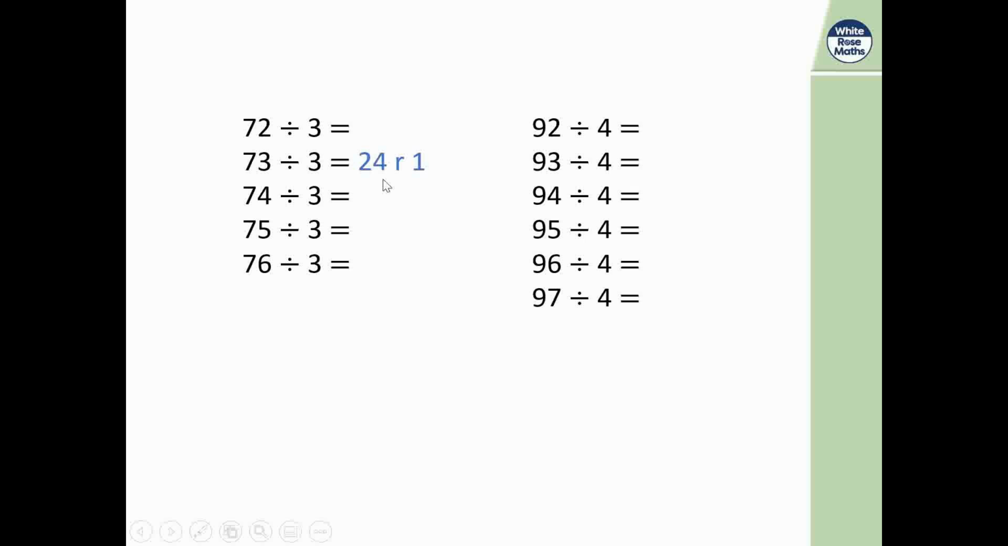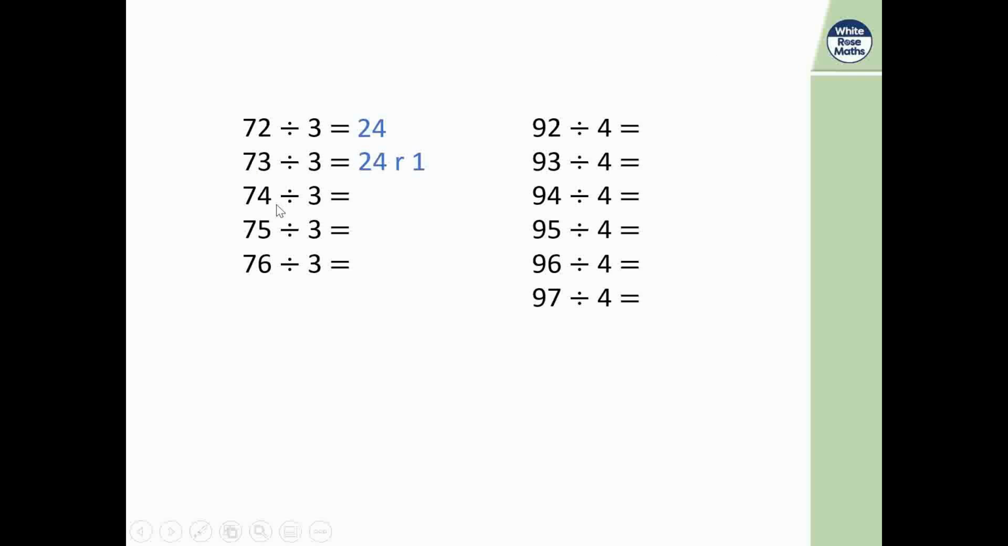Maybe it's to help us. So they're telling us the answer for this one. 73 divided by 3 is 24, remainder 1. So what would 72 divided by 3 be? Remember, it's 1 less than 73. So we have the answer here. So 72 is 1 less than 73. Well, if 73 divided by 3 gives you a remainder of 1, then 72 will not give you a remainder of 1, will it? Because it's 1 less.